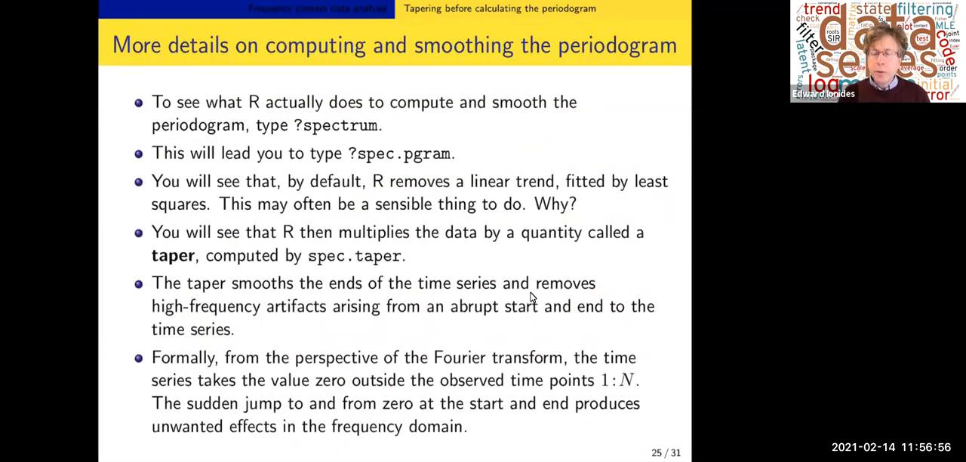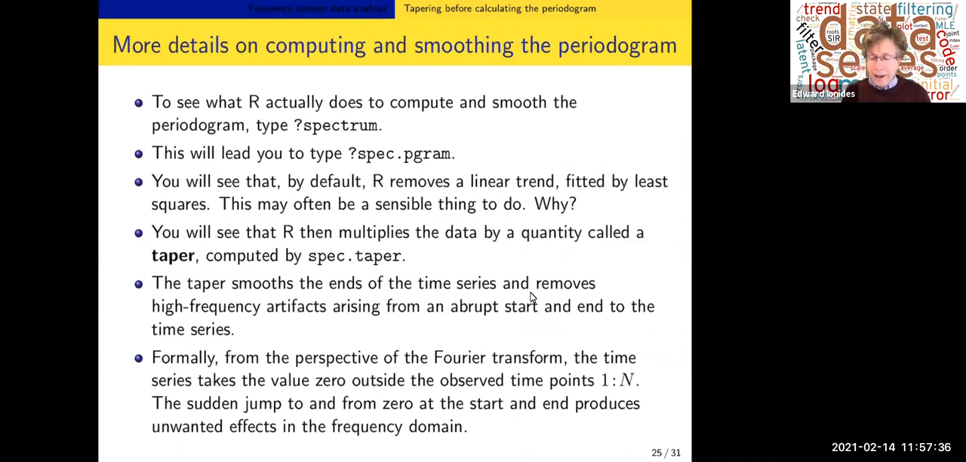Okay, so if you really want to find out what R is doing when it calculates and smooths the periodogram, then you can get into the source code. Well, you can start off by reading the help. If you type ?spectrum, it gives you a head start, but you quite soon find that the actual plotting is done by spec.pgram, and you look at the help on spec.pgram, and you see that R does a couple of other things that we haven't mentioned yet, that presumably it thinks it's worth doing, otherwise it wouldn't do them.